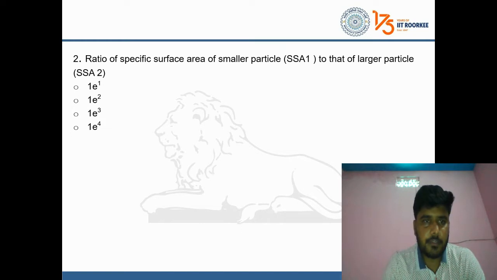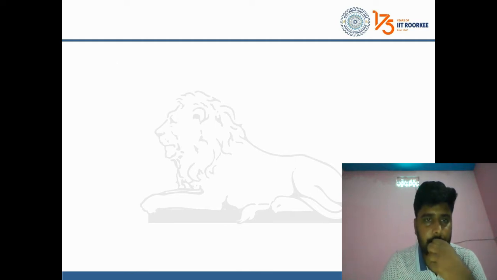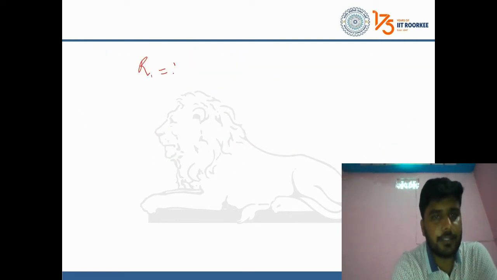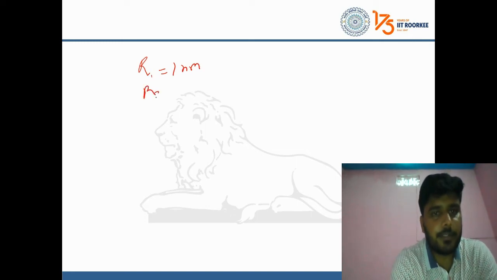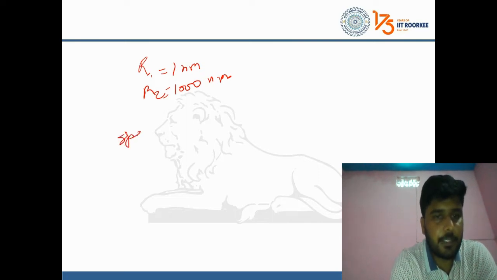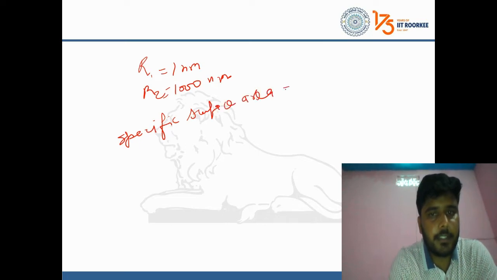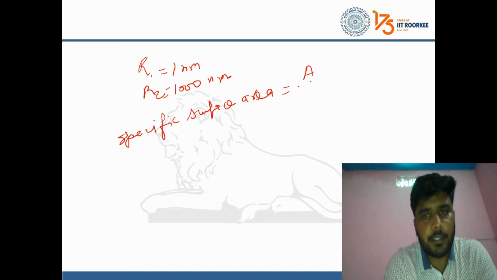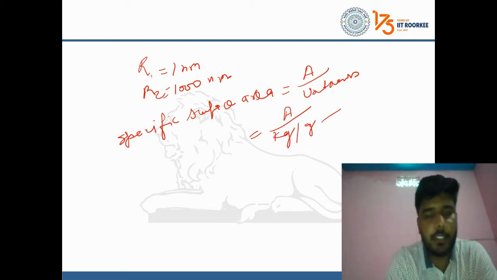Second is the, you have to find the ratio of specific surface area of smaller particles to that of the larger particles. Okay, so you are already given the values of r1 is 1 nanometer, r2 is 1000 nanometer. So specific surface area is equal to area per unit mass. Okay, it may be kgs, grams, or depending on the unit.